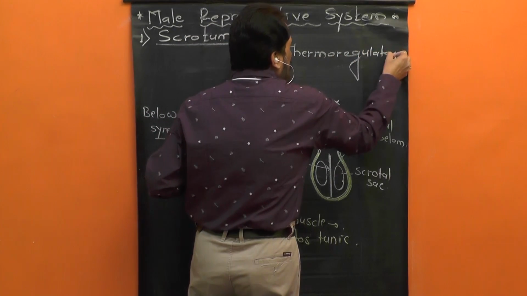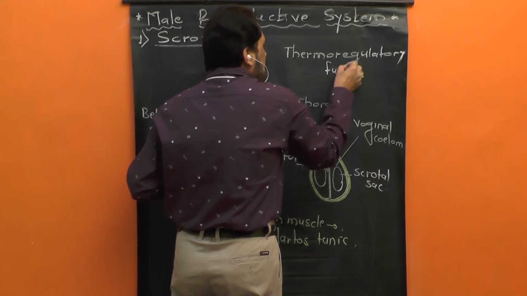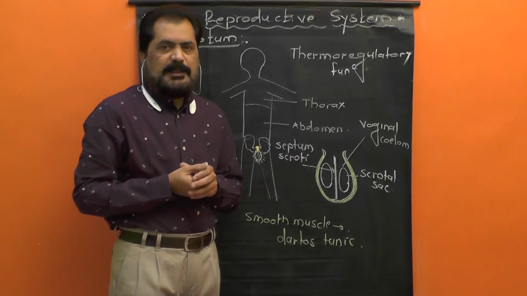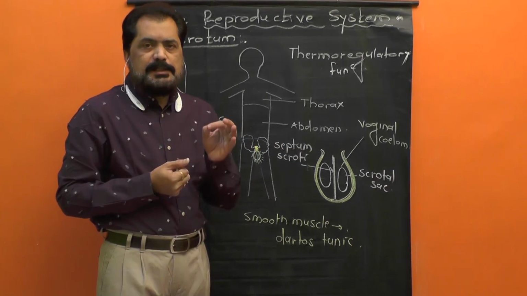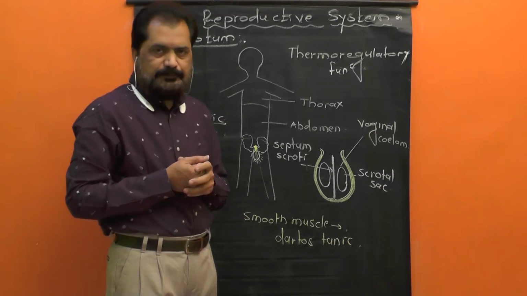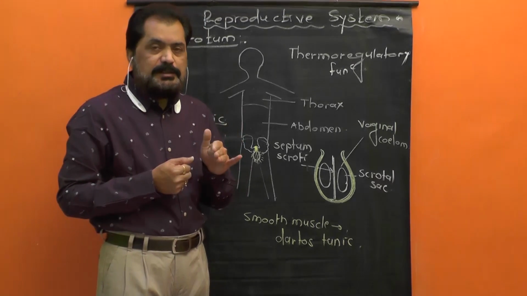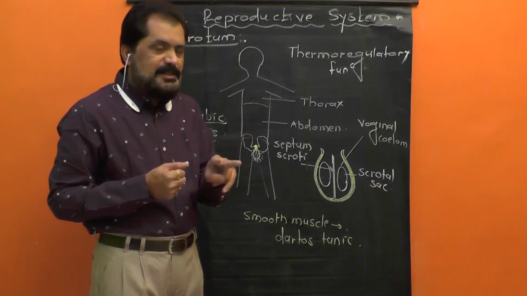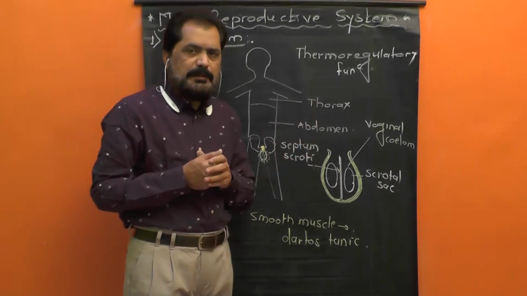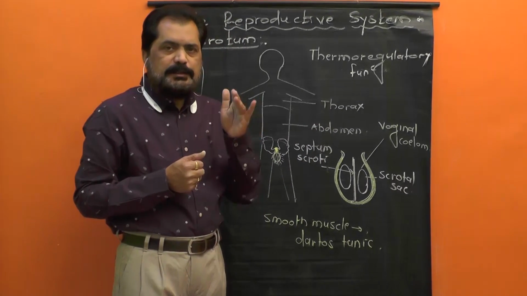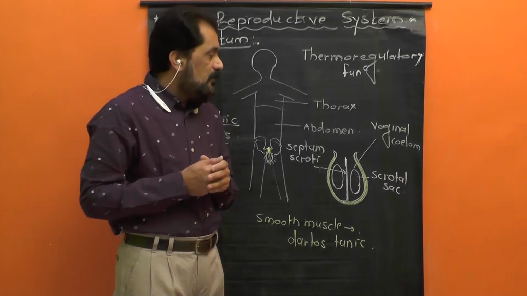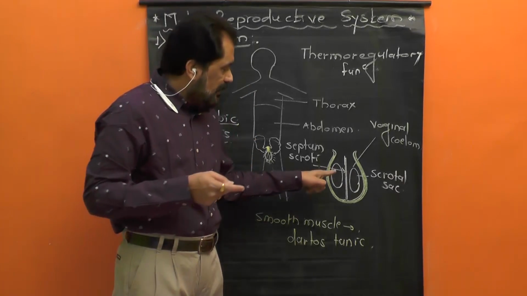Thermoregulatory function means what? The scrotum maintains 2 degrees Celsius temperature less than the body temperature. बॉडी टेम्परेचर पेक्षा या स्क्रोटमचं टेम्परेचर हे जवळपास 2 डिग्री सेल्सिअसने कमी असतं. Why is this so? This is necessary for sperm formation in the testes.